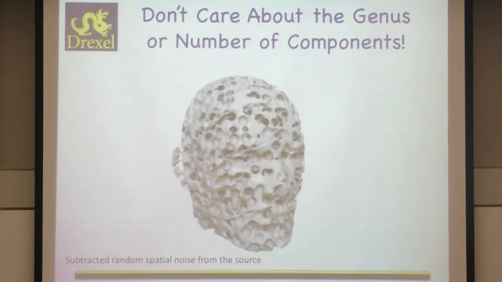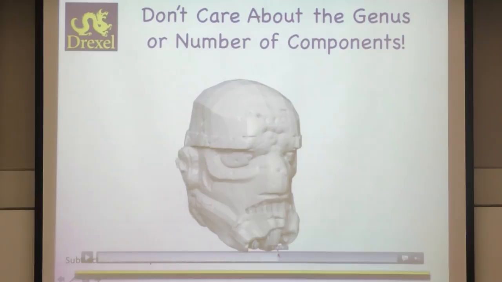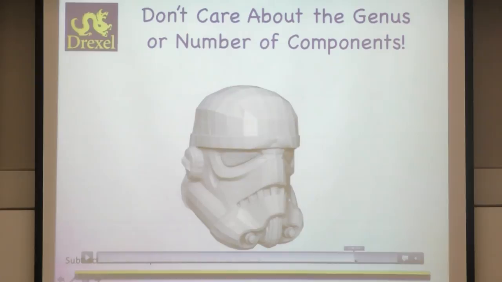And so it does its thing. It basically just fills in the holes. I have no idea what the genus of this object is. And again, you can still see that the morphing is happening. The morphing is filling the holes, getting the surface details, and then the warp is getting us into the final shape that we want.